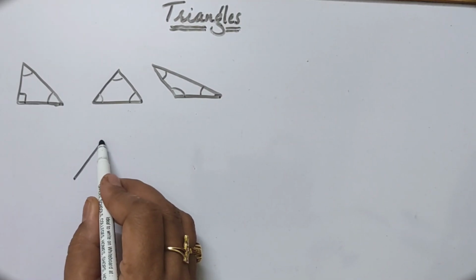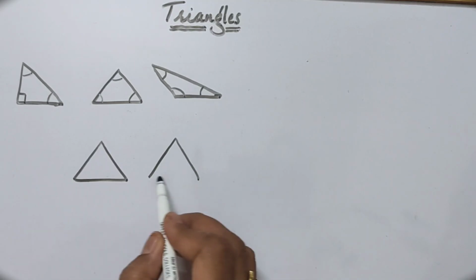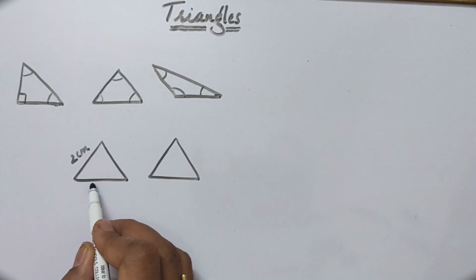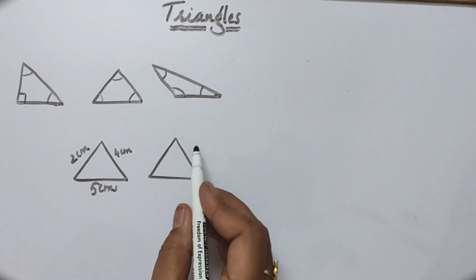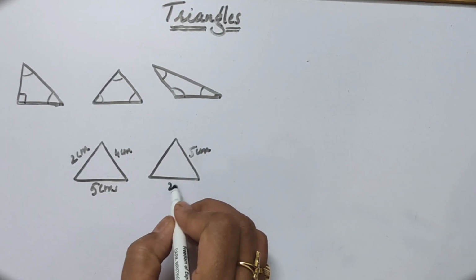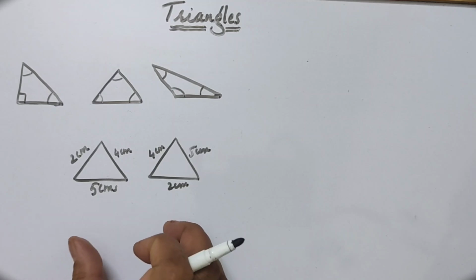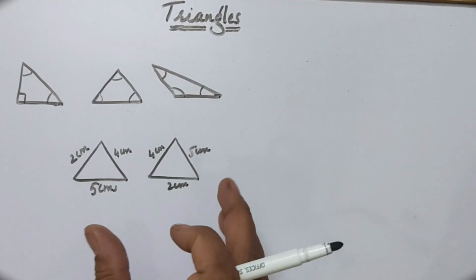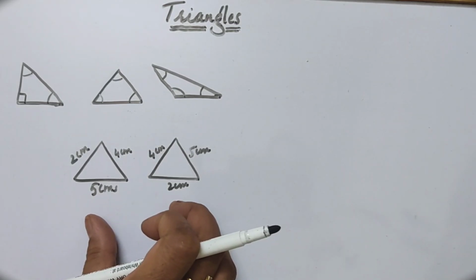So congruence of triangles, this is a triangle and this is also a triangle, okay? Assume that this is 2 centimeters, this is 5 centimeters and this is 4 centimeters, assume. And here this is 5 centimeters, okay? And this is 2 centimeters and this is 4 centimeters. But anyway, as you see these two figures, what can you observe? That these two triangles are equal to each other, right? So that means they are congruent to each other.